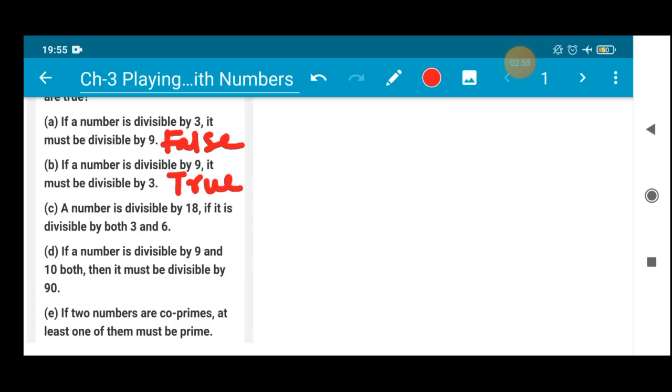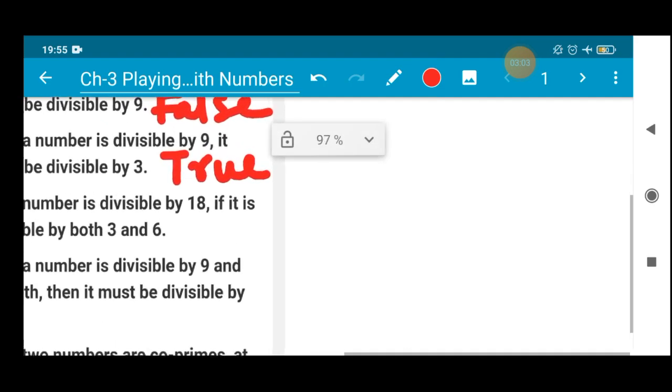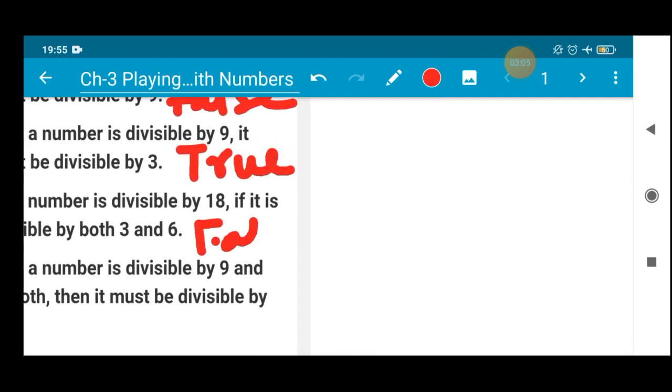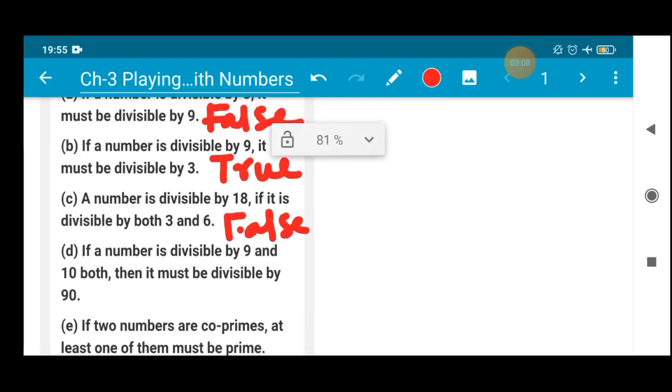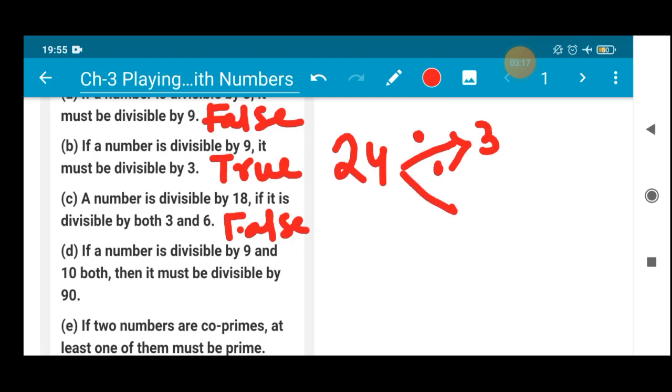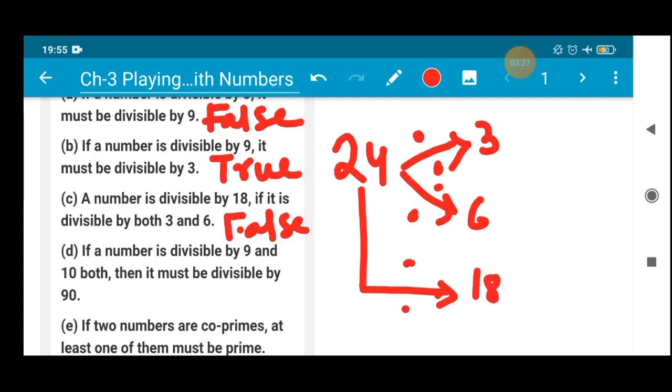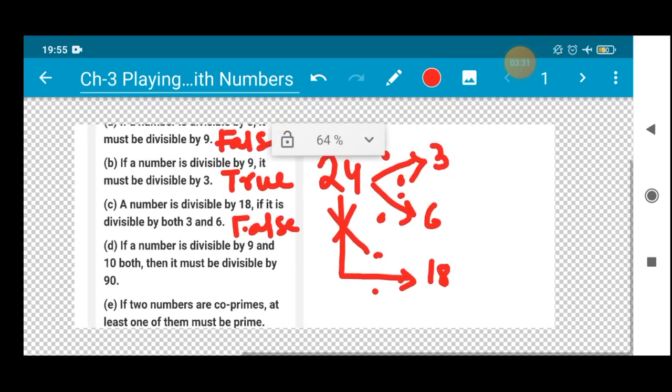Next, a number is divisible by 18 if it is divisible by both 3 and 6. The statement is absolutely false. Why? Say I'm taking 24 as an example. 24 can be divided by 3, and 24 can be divided by 6. Can this 24 be divided by 18? No. 18 twos are 36, 18 ones are 18. So in this case, 24 cannot be divided by 18.